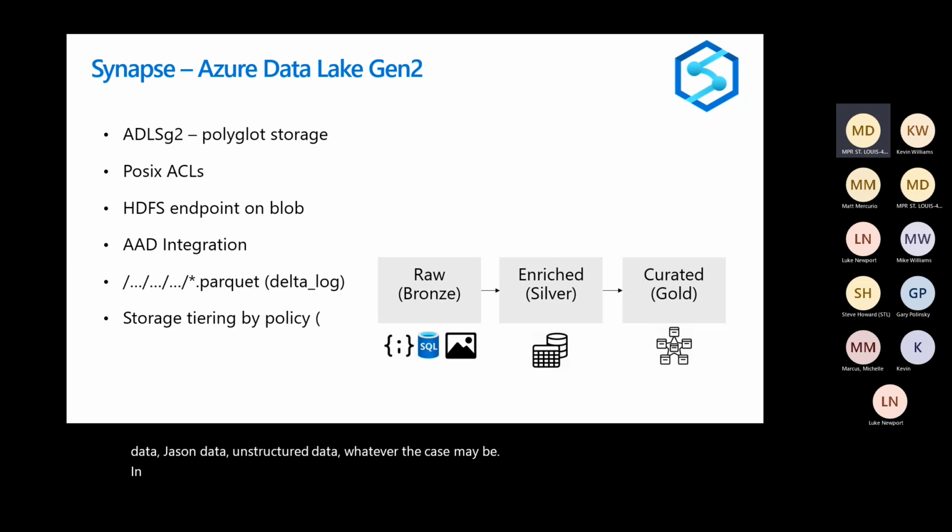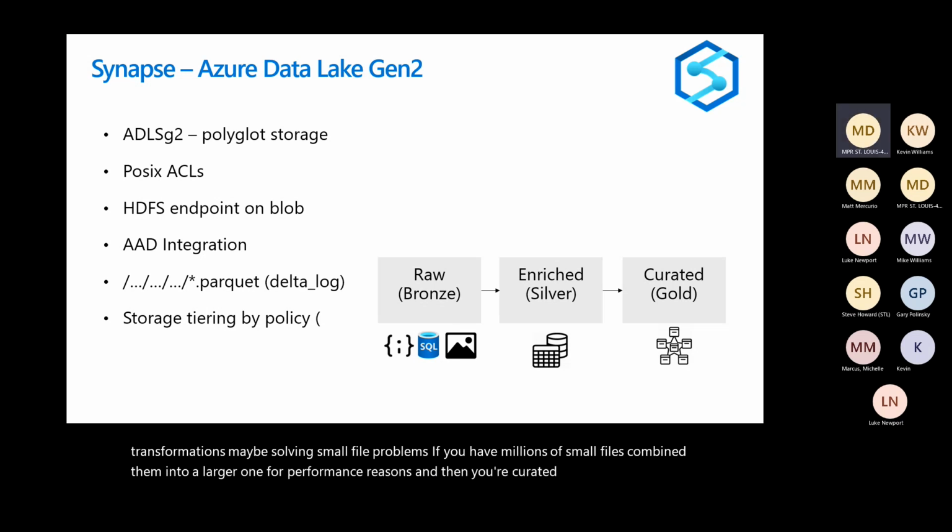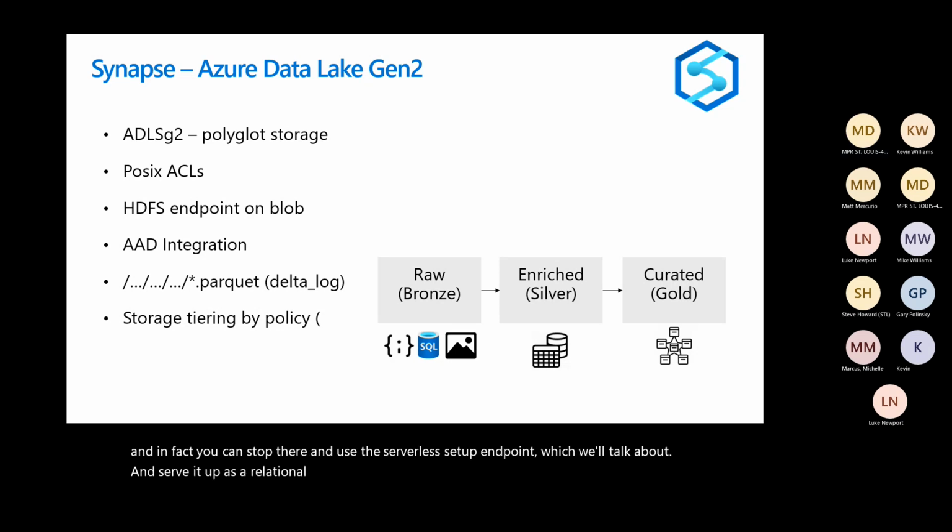In your enriched or silver zone, you may be doing some data deduplication or some very light transformations, maybe solving small file problems. Small files are combined into a larger one for performance reasons. And then in your curated or gold zone, you may load a data warehouse from this, or you may do some dimensional modeling, star schemas, third normal form, whatever the case may be for organization. That's the gold zone. And in fact, you can stop there and use the serverless Synapse endpoint to serve it up as a relational data store. Pretty interesting.